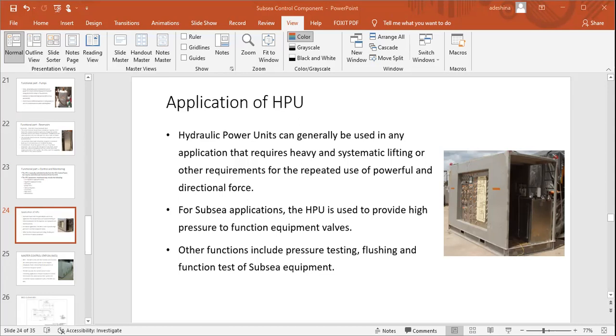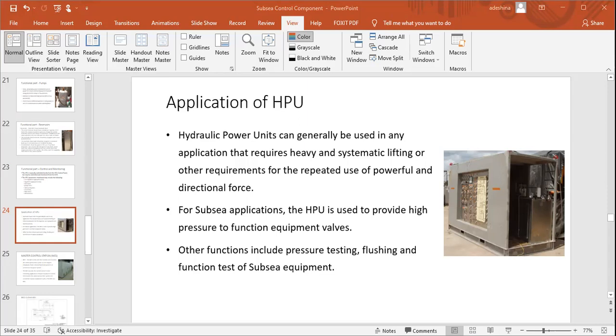Pressure testing is a kind of non-destructive testing that is used to test the integrity of flow lines or piping equipment to ensure free flow of fluids and hydrocarbons. That's fine, we'll take that from you. Thank you. So that is for pressure testing.